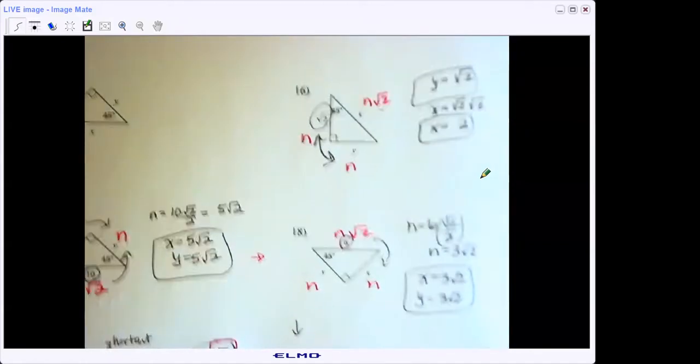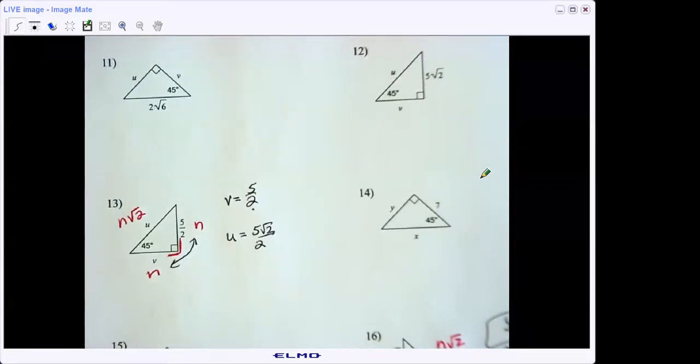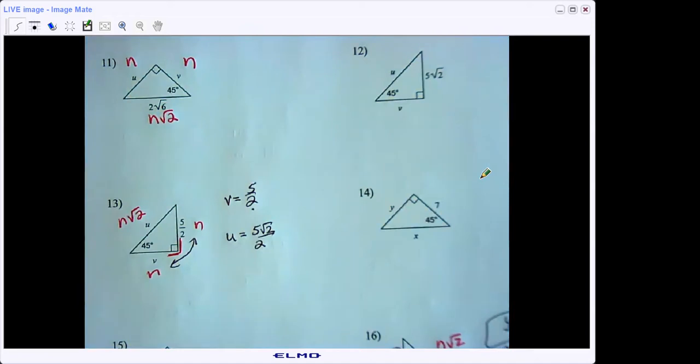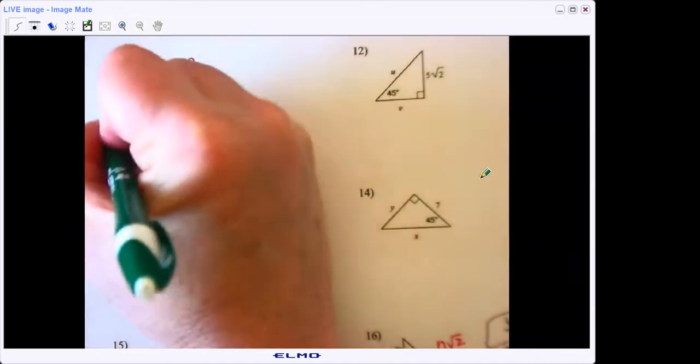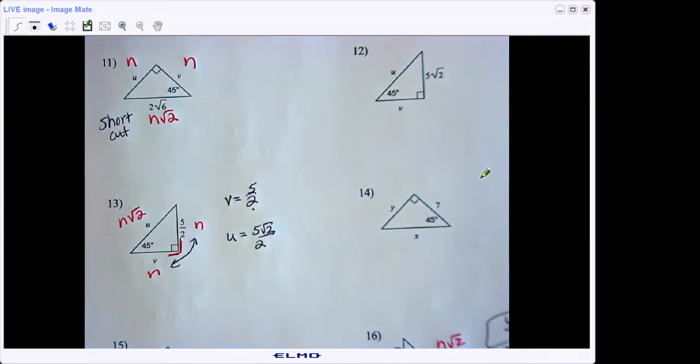Okay. Let's go back up to number 11. So labeling, we have n, and in root 2. I'm going to give you a minute. Apply the shortcut. See, this is where we need the shortcut. Take whatever that hypotenuse is and apply the shortcut and see what you get. Once you think you have your answer, you might need to do one more step.